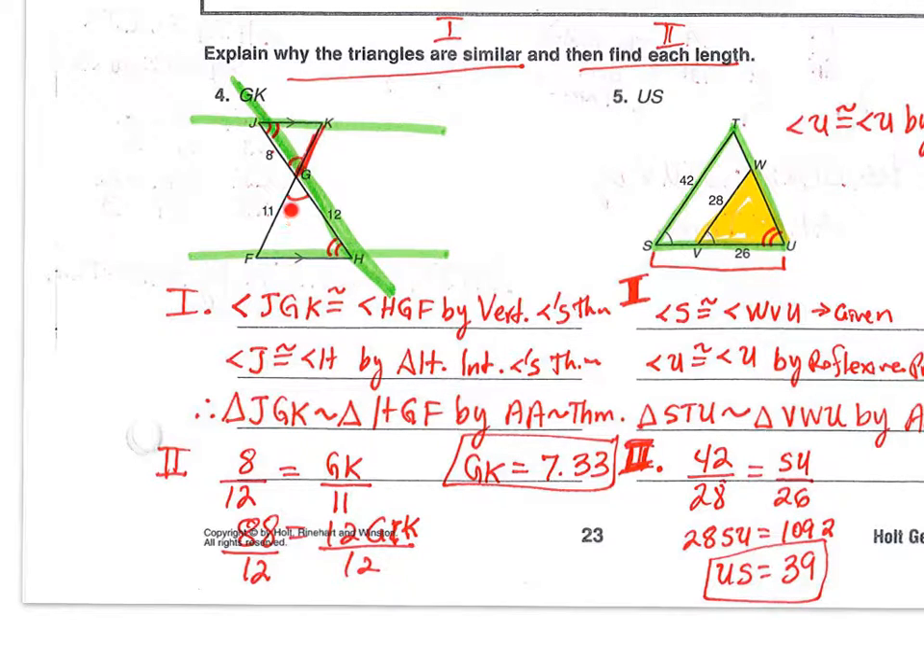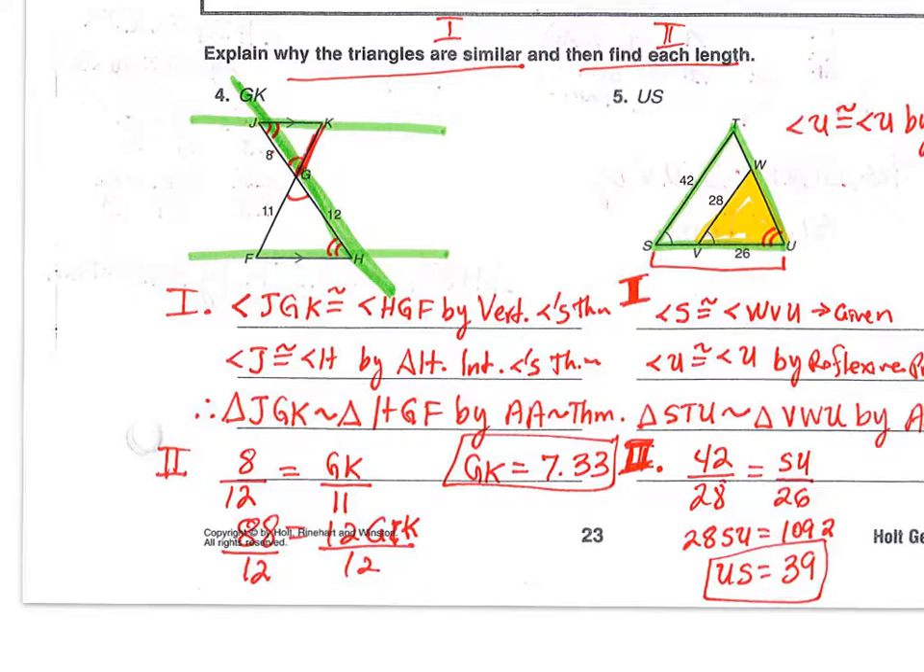So here, I know that by vertical angles, those two angles are congruent. Because the lines are parallel, and this is a transversal, we can say that angle J is congruent to angle H by alternate interior angles. So I'm listing these angles by vertical angles, these angles by alternate interior angles. So there you have two angles. Is that enough to say that the triangles are similar? Would that be enough? Two angles? Is there a theorem that has two angles?